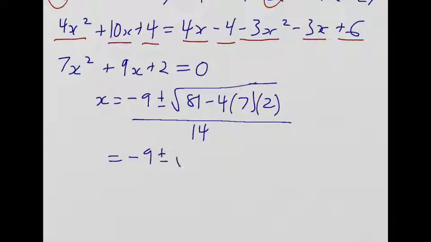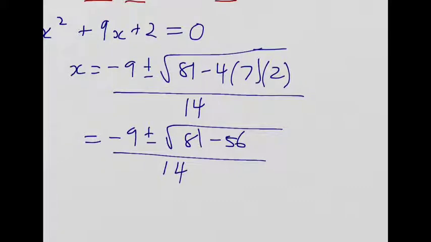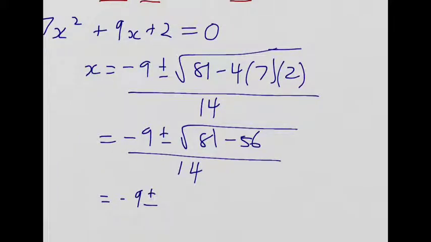Alright. So 28 times 2 is 56. What does that equal? 81 minus 56 is 25, yeah. Which is plus or minus 5 over 14.